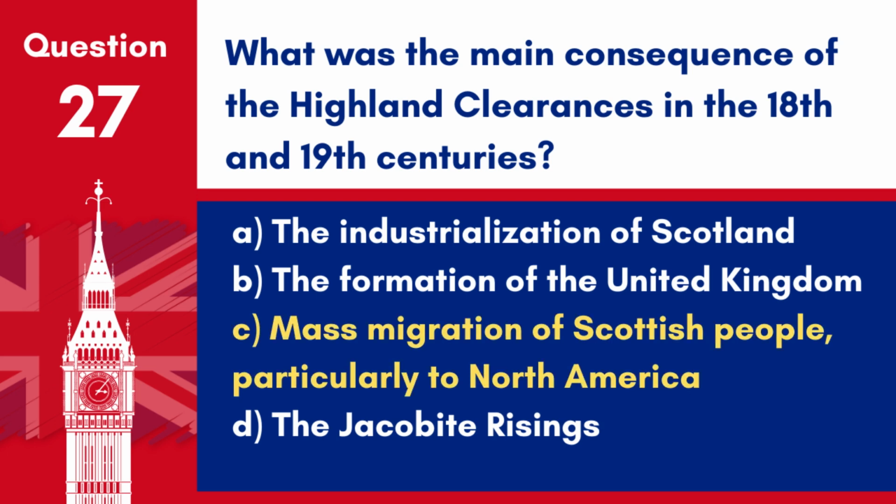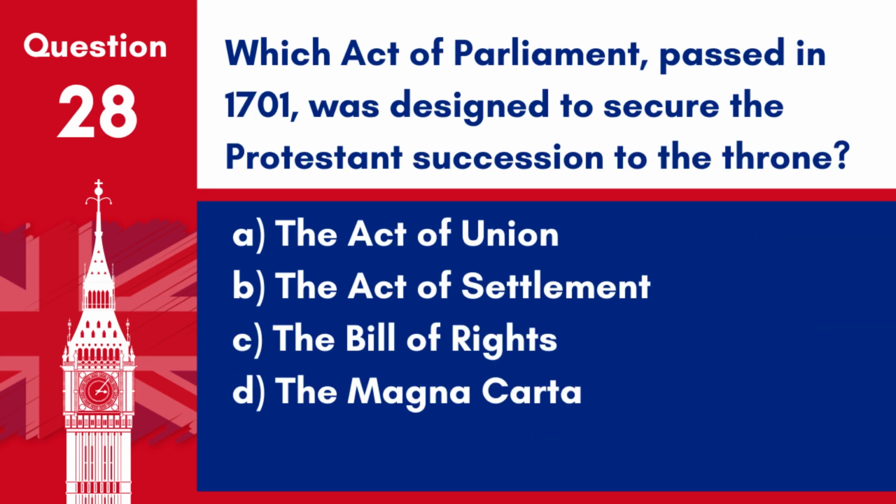Answer C. Mass migration of Scottish people, particularly to North America. The Highland clearances led to significant depopulation of the Scottish Highlands, with many people emigrating in search of better lives. Question 28. Which Act of Parliament, passed in 1701, was designed to secure the Protestant succession to the throne?